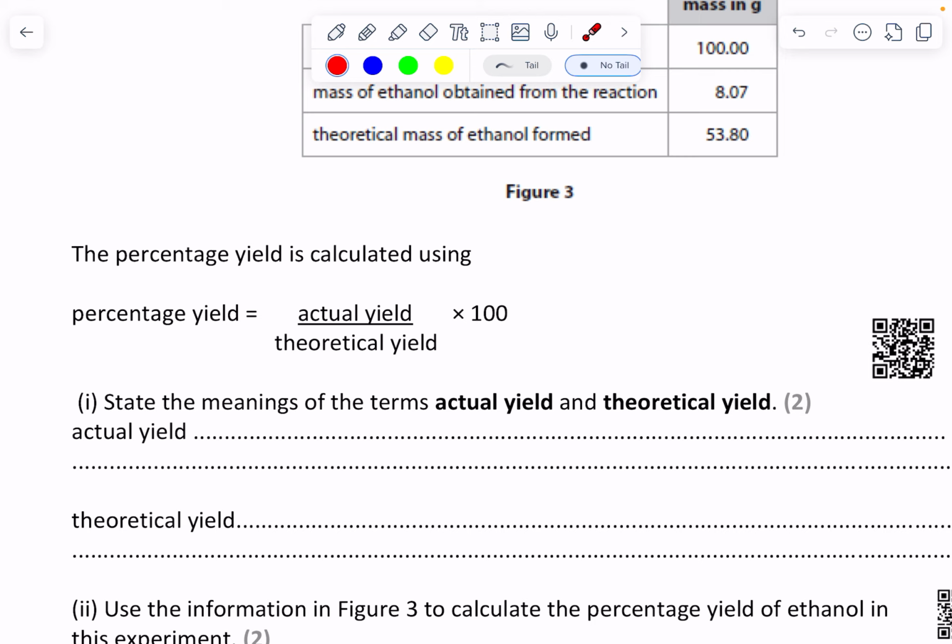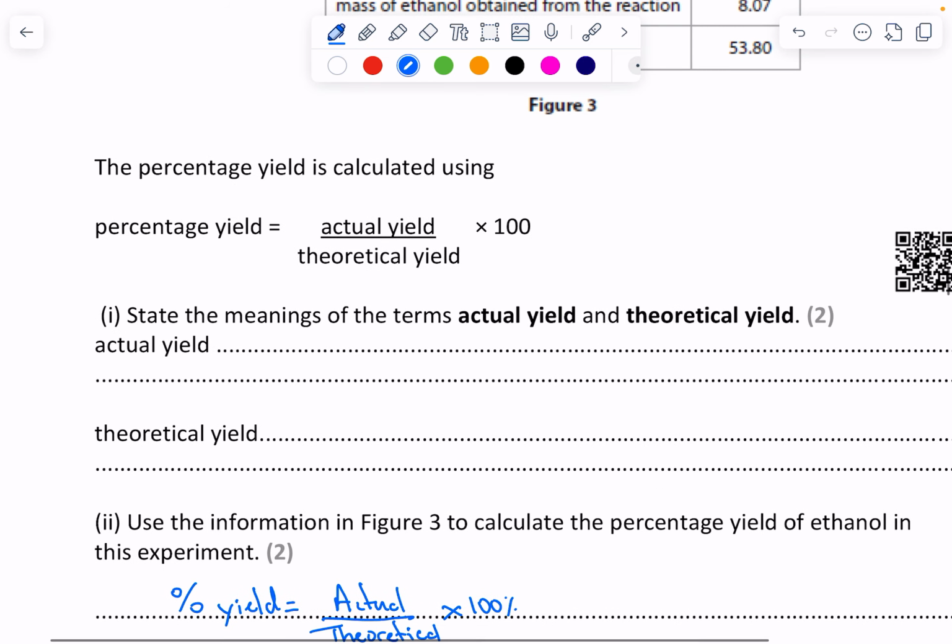So the actual yield is from the experiment, it's how much mass we are actually going to produce. So this is the mass of product produced during the reaction.